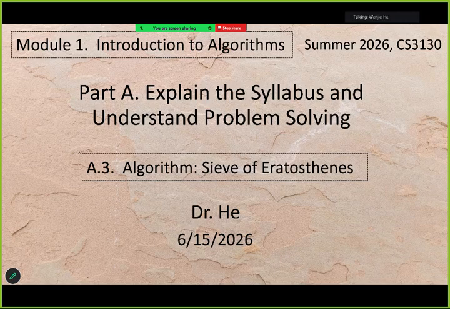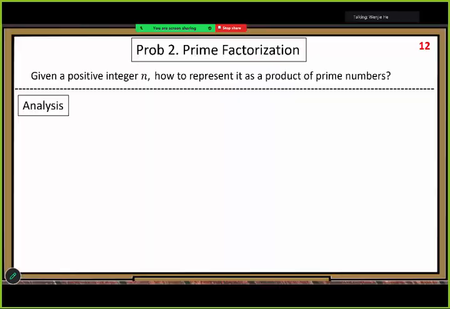8.3. Now, I want to introduce an ancient algorithm. This algorithm is very old, an ancient Greek algorithm called the sieve of Eratosthenes algorithm. Very simple. Ancient Greek people discovered this simple algorithm to find all the primes. So let me describe this simple algorithm.